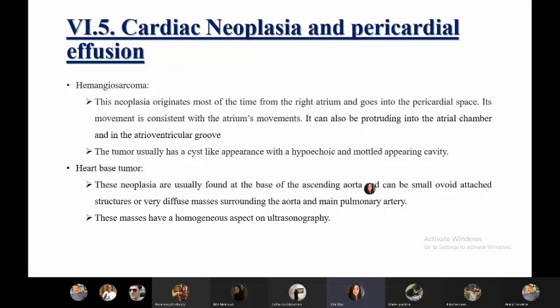Now, lastly, cardiac neoplasia and pericardial effusion. The two most common cardiac neoplasia are hemangiosarcoma and heart-base tumor. Hemangiosarcoma usually originates from the right atrium, and it can go into the pericardial space, and it can also protrude into the atrial chamber and in the atrioventricular groove. And usually it's consistent with the movement of the atrium, while heart-base tumor is found at the base of the ascending aorta, and it can become diffused and surround the aorta and the main pulmonary artery.